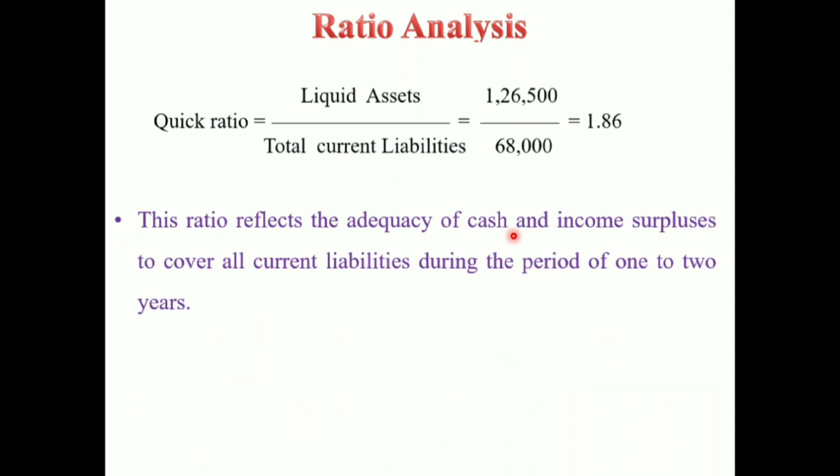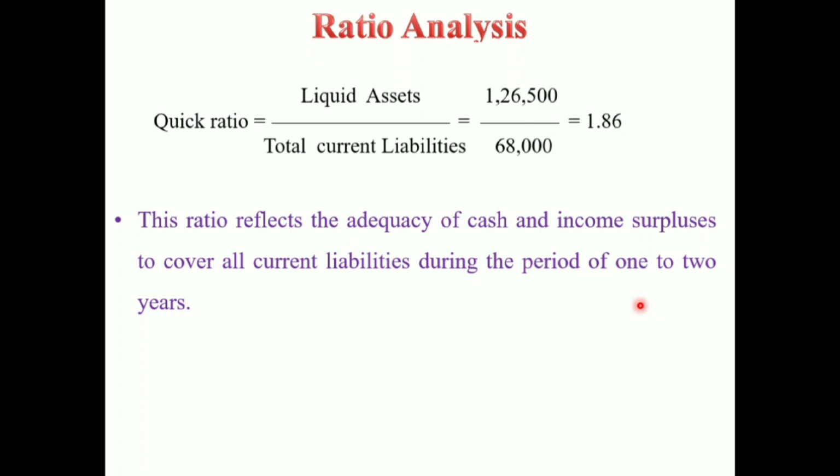Clear? Now, quick ratio. Quick ratio is liquid assets divided by total current liability. Liquid assets means what? Liquid assets are those current assets which are immediately converted into cash. This ratio reflects the adequacy of cash and income surpluses to cover all current liabilities during the period of 1 to 2 years. That we call the quick ratio.